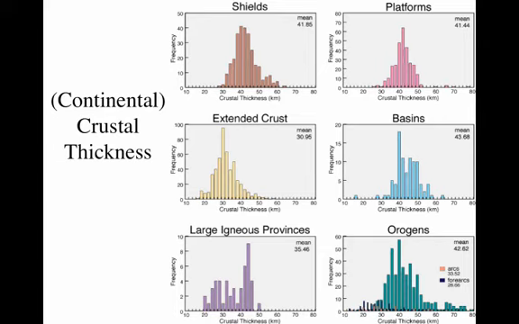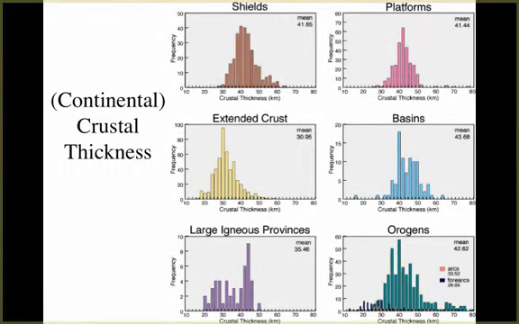Looking at other provinces, including shields, platforms, extended areas, basins and other LIPs, we see crustal thicknesses, and we'll just look at the bulk of the crust, the mean crustal thicknesses. For shields, it's somewhere around 40 kilometers thick. Platforms are a little bit thicker, so shield plus some sediments. Extended crust is quite a bit thinner at about 30 kilometers.